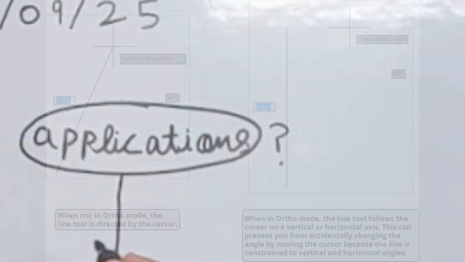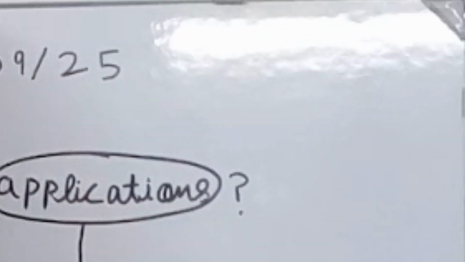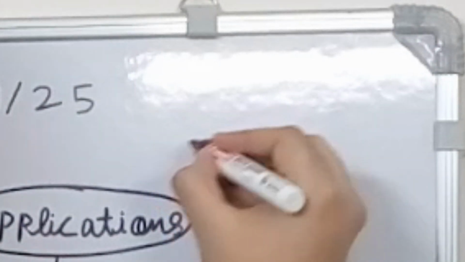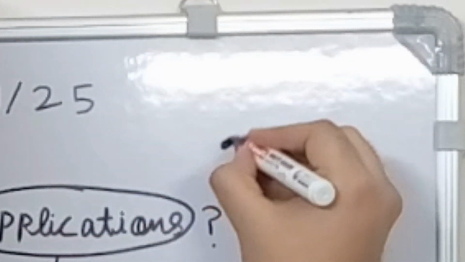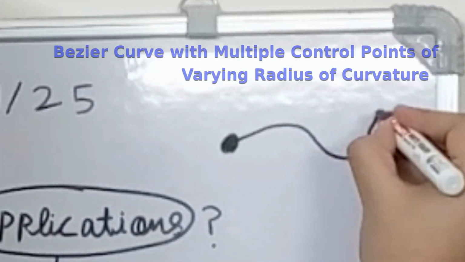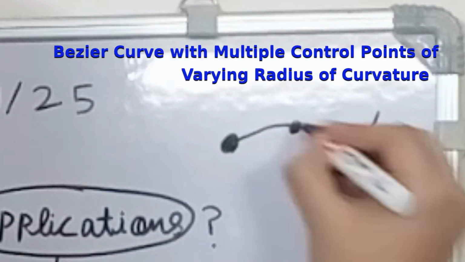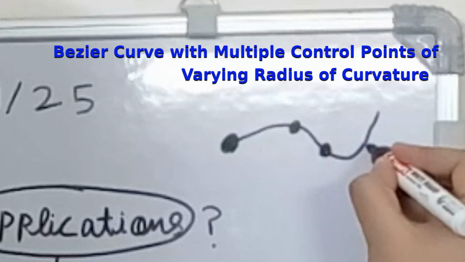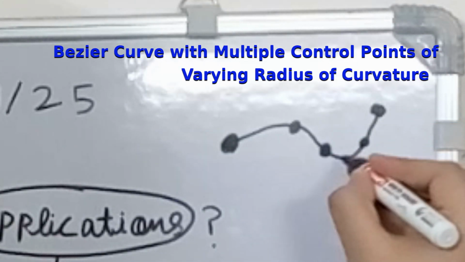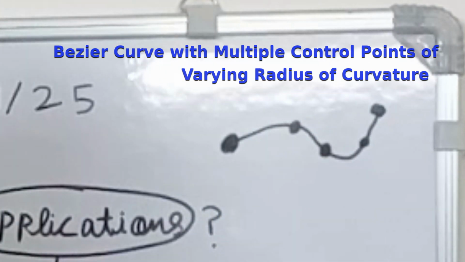In the same way, we also have complex commands ranging from just a line to curves, like for example Bezier curves. If this is a complex Bezier curve, right? So you can see we can have lots of control points, and between them the Bezier curve can be defined.